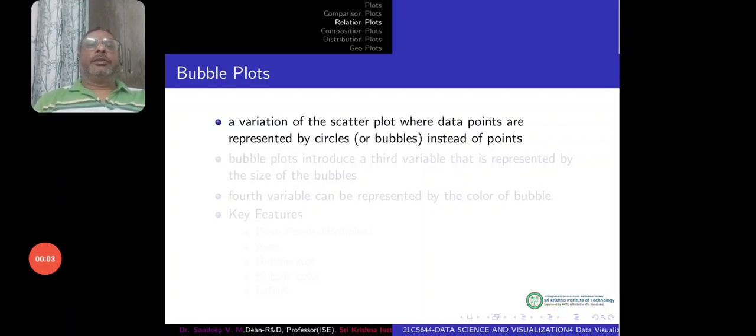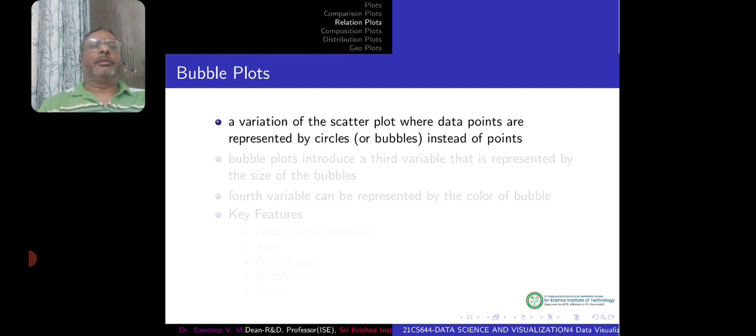Now it is time to see the second type of relation plot. It's called a bubble plot. It's a variation of scatter plot where data points are represented by circles or bubbles instead of points. In scatter plot, we had the data points represented by points, but now instead of point, we use circles.